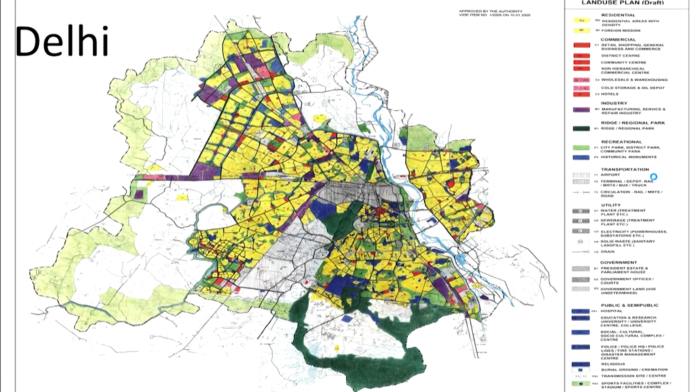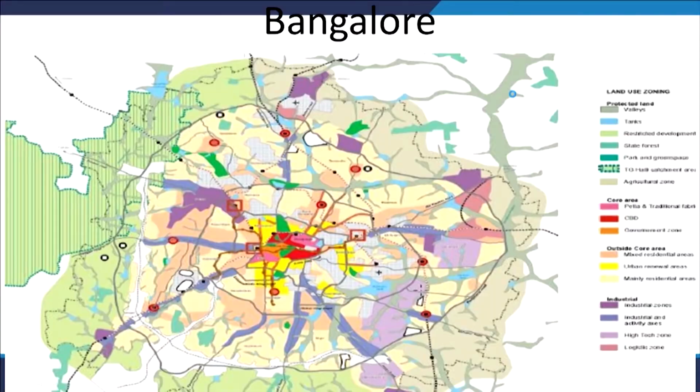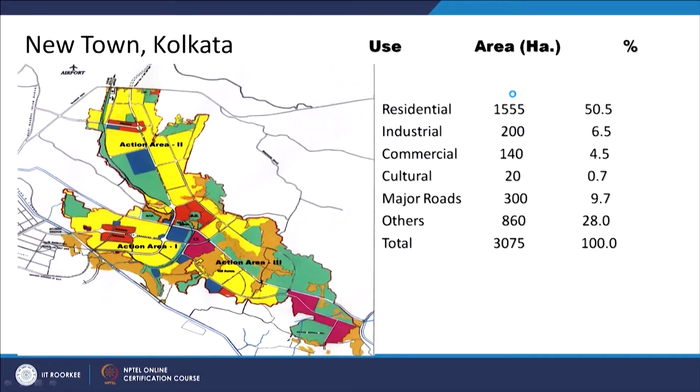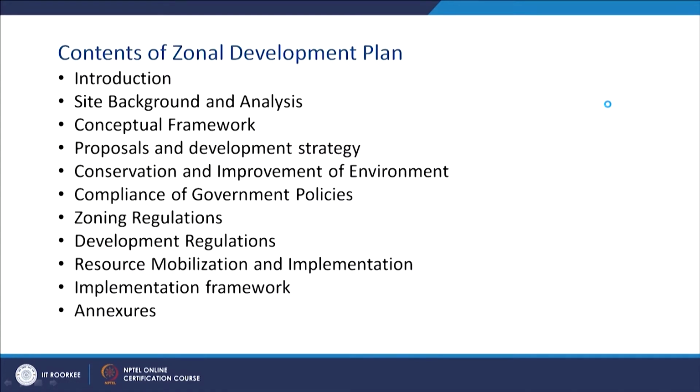Now, let us see how some of the physical plans or land use maps look. This is the plan for the Delhi master plan. I showed this earlier also. This plan shows the basic land use plan of the city. This land use is basically gross land use. Bangalore, this is another new township in Kolkata, where the percentages of the land uses are also shown, like residential 50%.